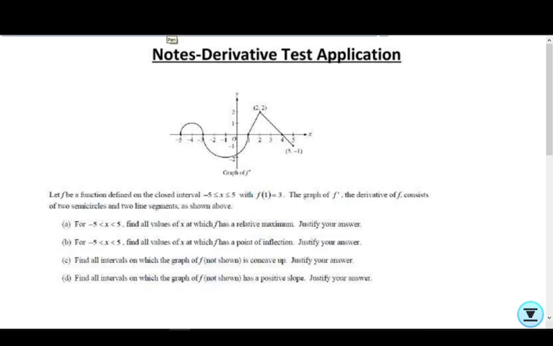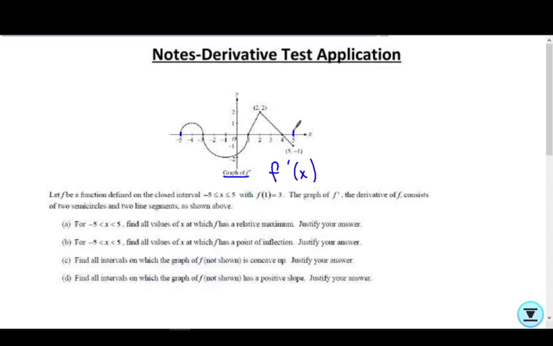So it says let f be a function defined on the closed interval from -5 to 5 with f of 1 being 3. The graph of f prime, the derivative of f, consists of two semicircles and two line segments shown above. Okay, so this graph right here is my f prime of x. Okay, so we're going to use that to answer all of these questions. So the interval is from -5 to +5, from here to here.